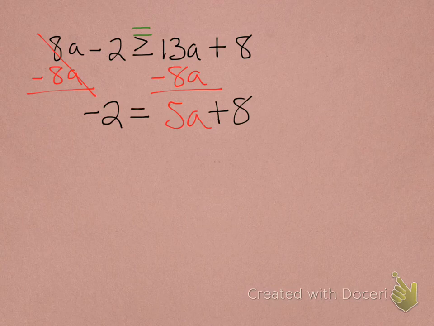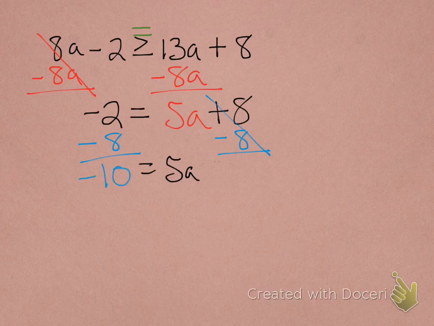So therefore I'm going to subtract 8 on both sides. So the 8 goes away, so now I am left with 5a is equal to a negative 2 minus 8, which is now negative 10. And then to get the letter by itself completely, now I'm going to divide both sides by 5. 5 divided by 5 gives me 1, so therefore 1a, or just a, is equal to a negative 2.